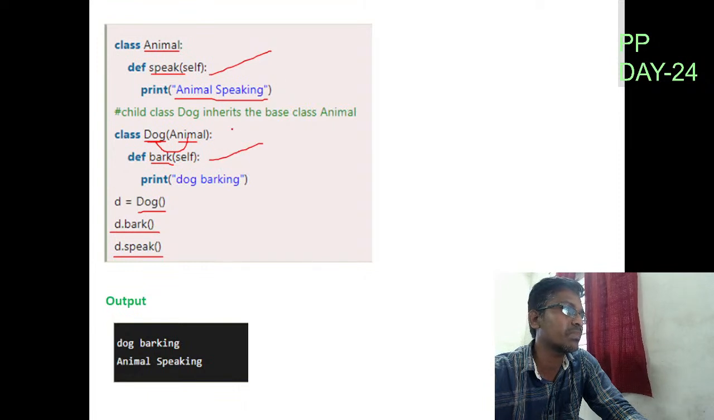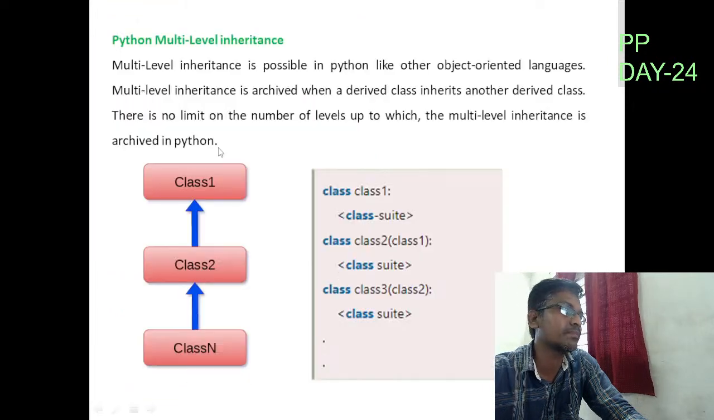So this is simply deriving a new class from an existing class. If you want to derive, you have to write class, followed by the derived class name, followed by a number of classes in the parentheses, separated by commas. So next one is multi-level inheritance.